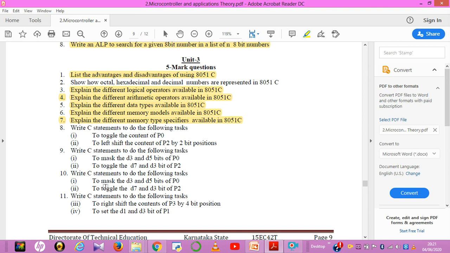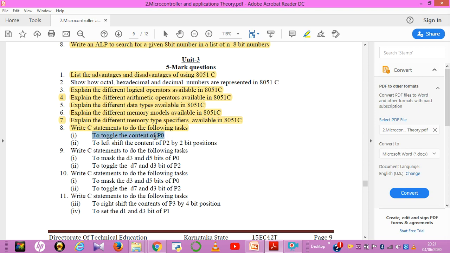Next, these are the programs. Write C statements to do the following tasks. I have solved these programs as well. In classes I have given the notes also. I have solved so many programs like this. To toggle the content of P0, that means if you want to toggle the P0 bits, which C statement are you going to write.